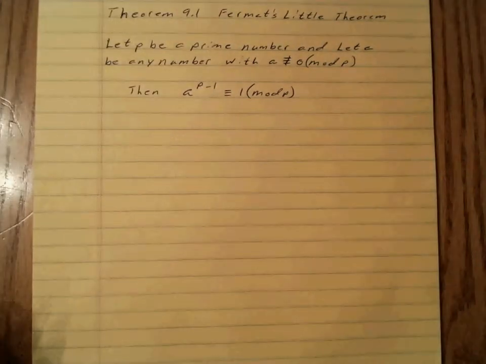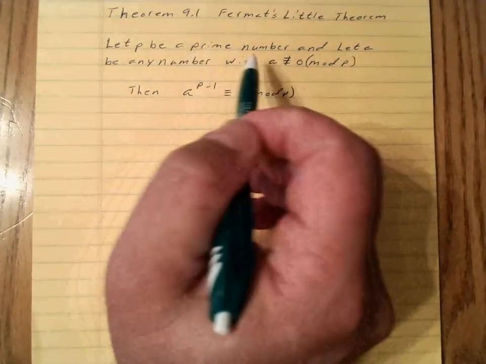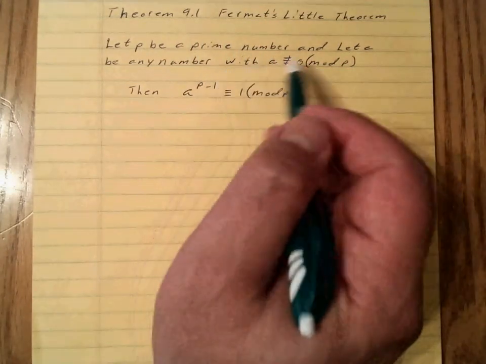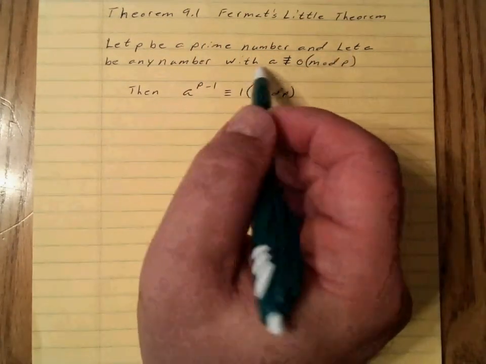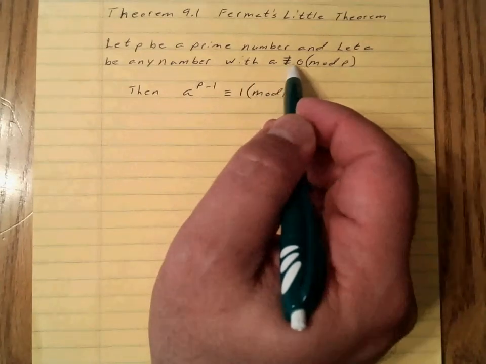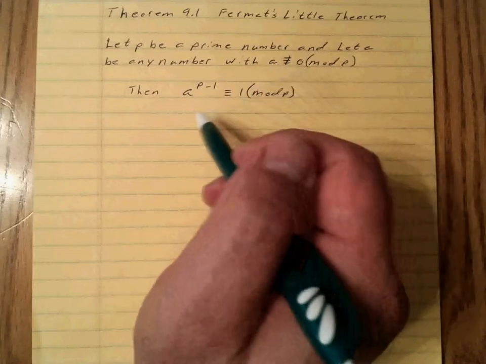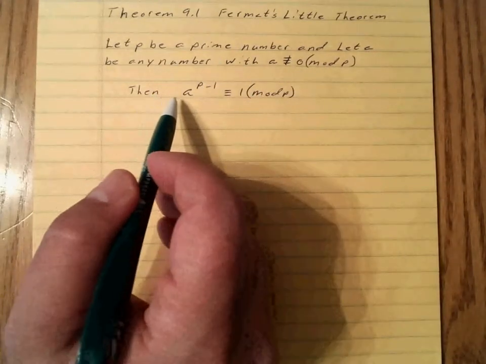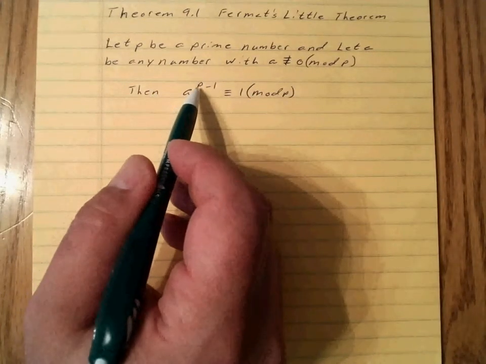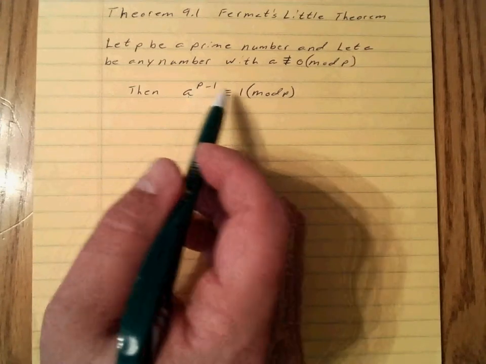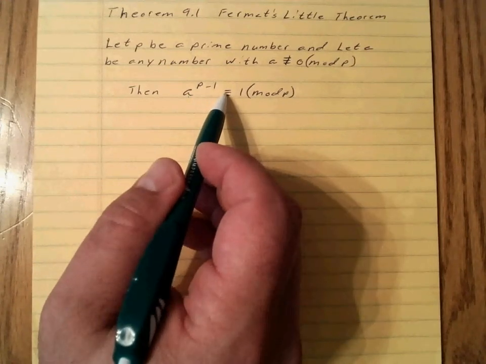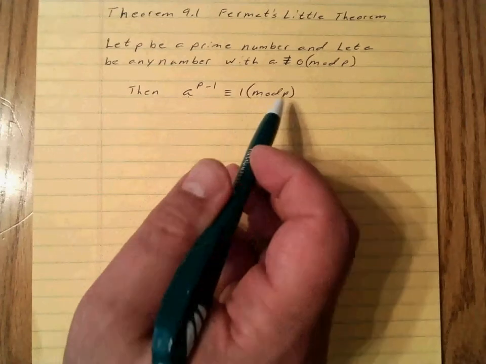In Chapter 9, we're looking at Fermat's little theorem. What Fermat's little theorem states here is that when you have a prime number p and you have another number a with the property that a is not congruent to 0 mod p, basically a is not divisible by p, then you're going to be able to say that a to the p minus 1 is congruent to 1 mod p.